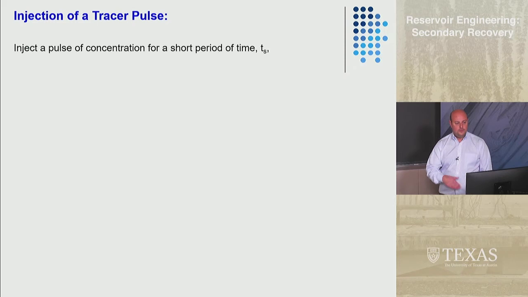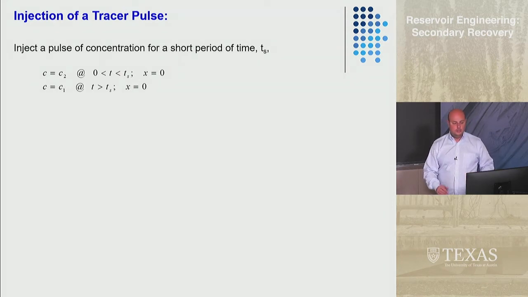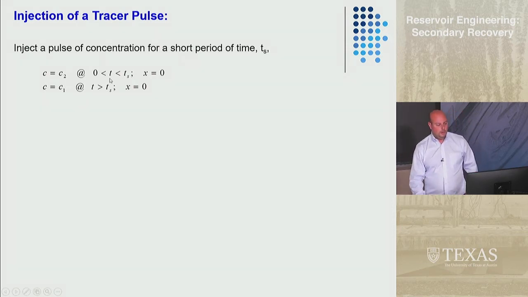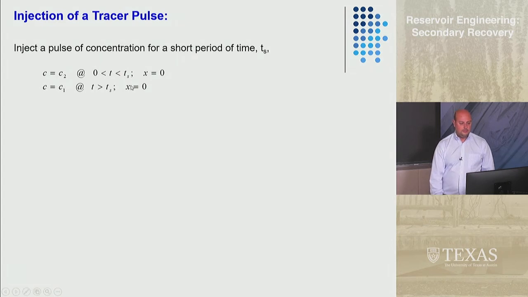So if we inject the pulse concentration for a short period of time, Ts, then what that means is that from 0 to Ts, for that short period of time, the concentration is going to be, we'll call it C2, and we do that at the injector, x is equal to 0. And then C is equal to C1 for t greater than Ts, it goes back to what it was before, maybe that's 0, again at the injector.